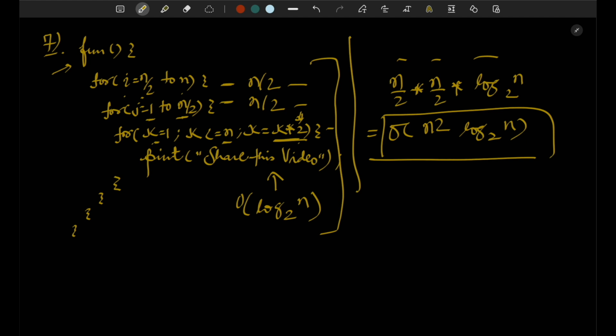So in such cases, when we don't have dependency among the loops and they are inside each other, that is, there is an outer loop, then there is an inner loop, and then there is another loop inside the second loop, in that case we can just go ahead and multiply the number of times those loops are going to be executed.